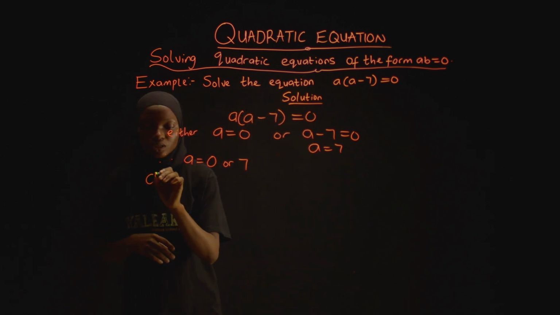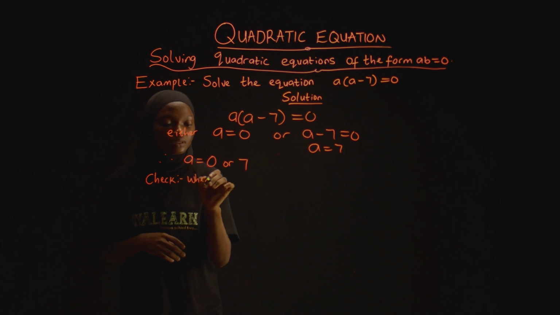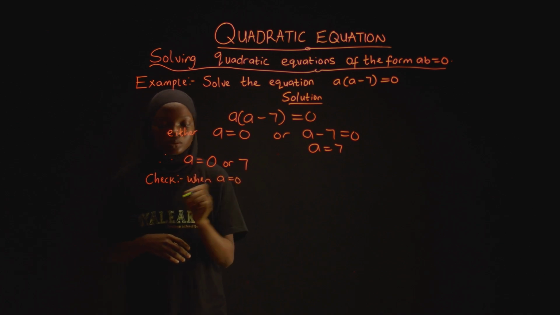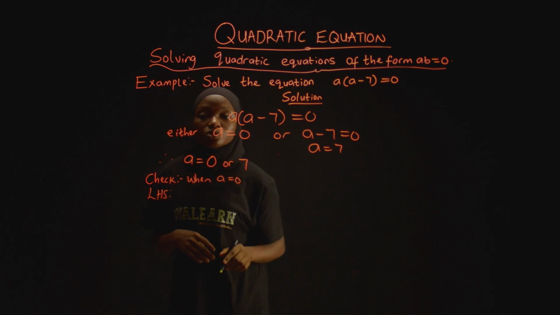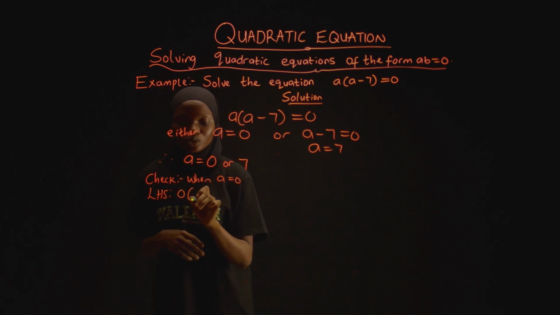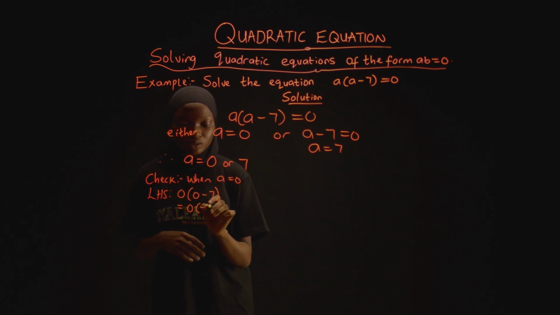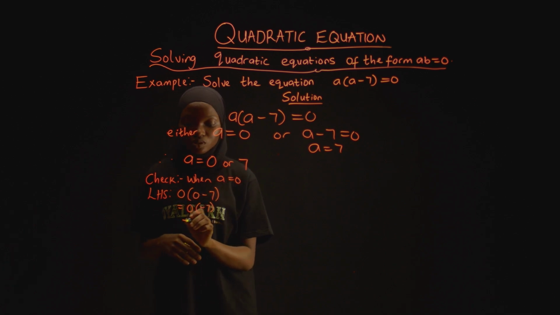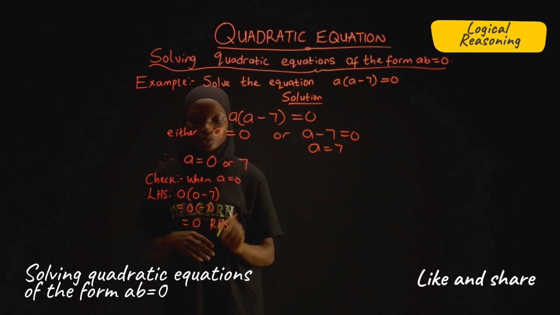And we can also check when a equals 0 from the left hand side of the equation. When we substitute a as 0, we're having 0 into 0 minus 7, and here we'll have 0 into minus 7, which means 0 times minus 7, which gives us 0, which is what we have at the right hand side. So that means this value is correct.